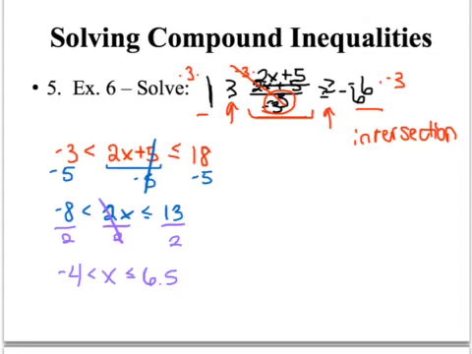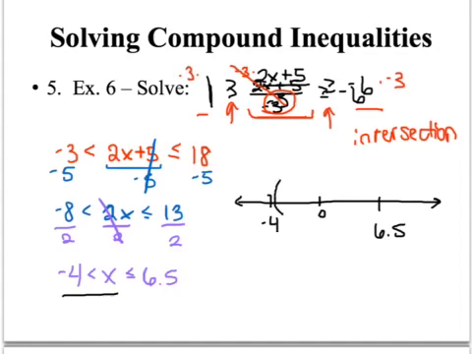So we've now solved for our inequality, but we still need to write it in interval notation. And to do that, I want you to start by drawing it first on the number line. Here's our negative 4, there's 0, 6.5. Okay, so the first part says negative 4 is less than x. You can also read that as x is greater than negative 4. It's not equal to, it's just greater than.